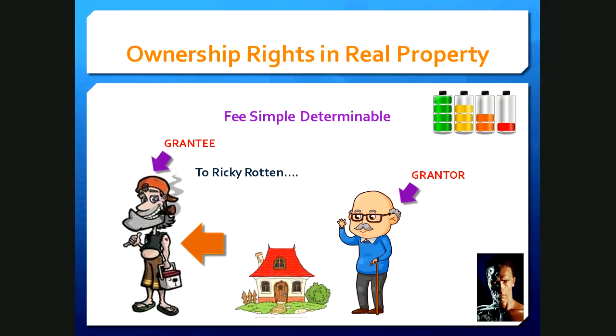So to Ricky Rotten. And remember, we learned grantor and grantee, right? Anytime someone's giving or transferring ownership in the property, they're the grantor. Anytime someone receives the property, they're the grantee. So it says to Ricky Rotten, so long as you are not arrested for drugs. So he's given the property to Ricky Rotten so long as he's not arrested for drugs.